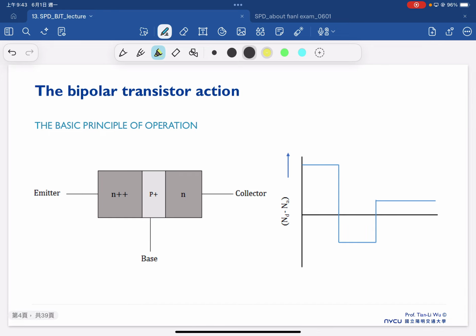So, if we look at the net concentration from left to right, we can plot as shown here, which is ND minus NA. Normally we will design our BJT as N++ in the emitter region, P+ in the base region, and also N in the collector region, where we will explain later that this kind of design is critical for our bipolar junction transistor.